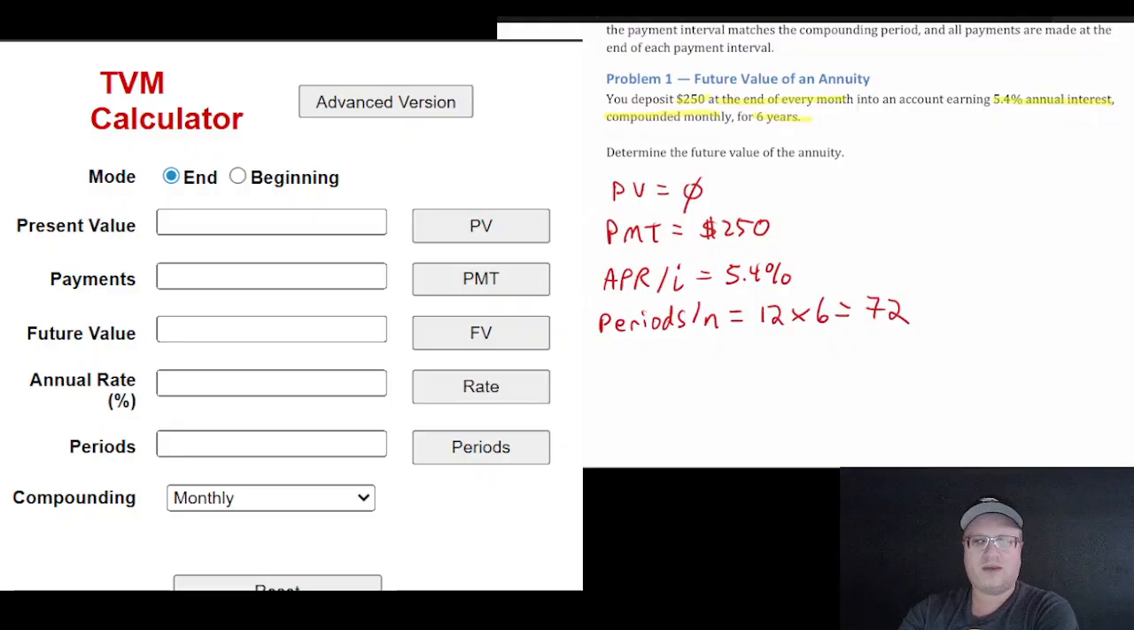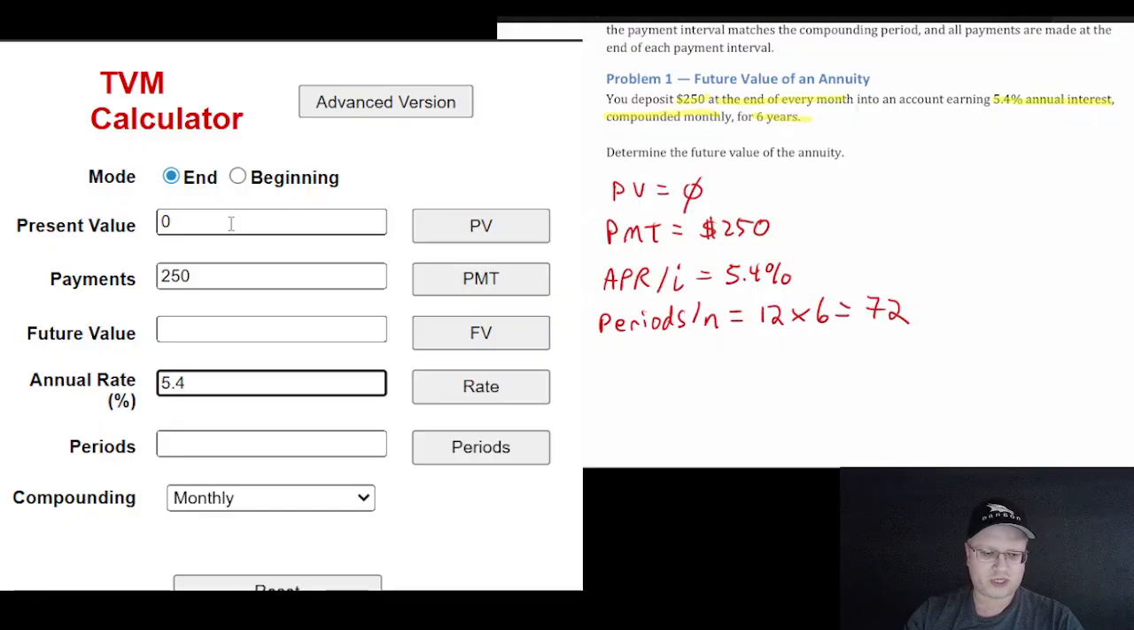So let's plug the numbers into our TVM solver here. Present value is 0. Payments, so payment amount was 250. Future value, we don't know. That's what we're trying to find out. The question said find the future value of the annuity. Annual rate, we didn't have to change anything, 5.4%.